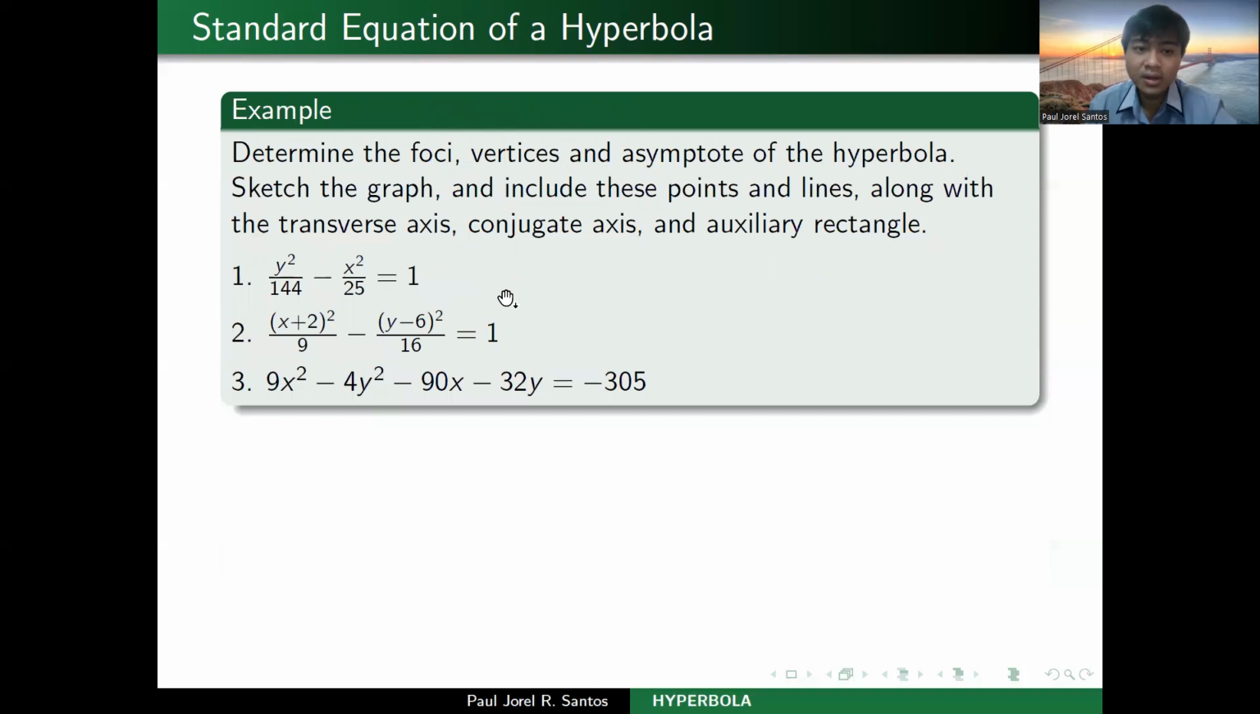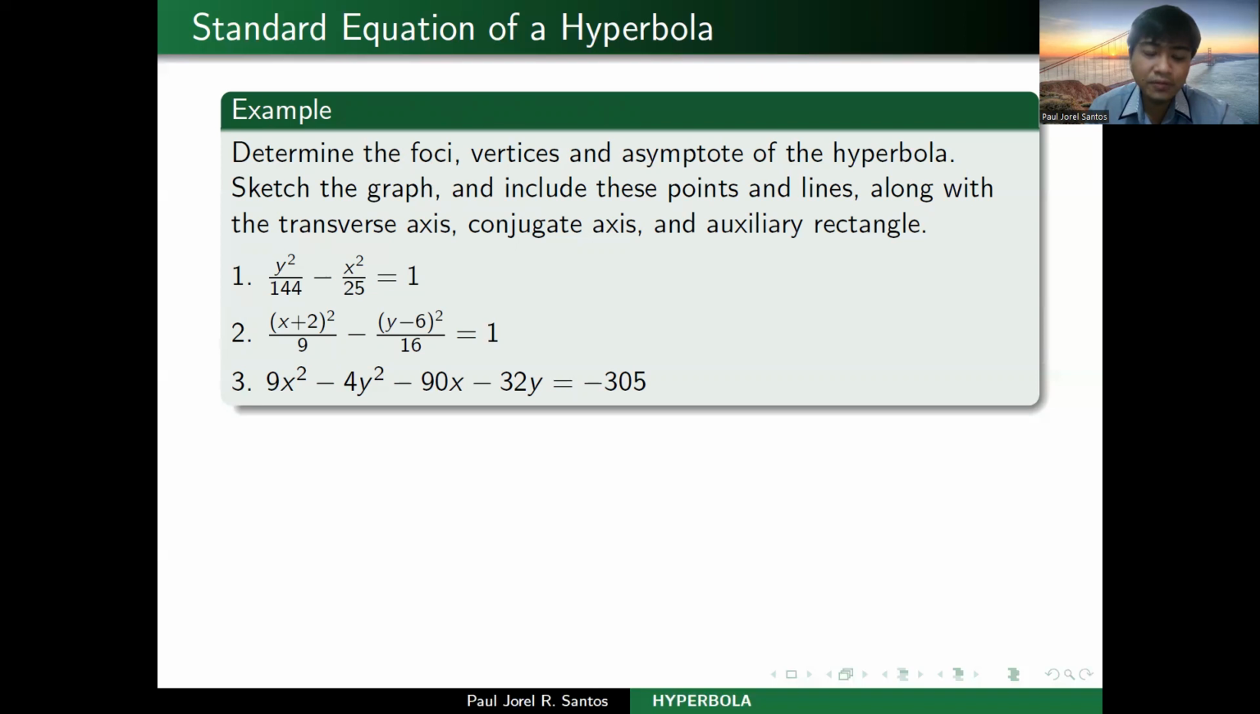Now, for our example, we have to determine the foci, or the coordinates of the foci, vertices, and asymptotes of the hyperbola. We also need to sketch the graph and include these points and lines, along with the transverse axis. Later, I will discuss what a transverse axis is, the conjugate axis, and the auxiliary rectangle, and I will show you how to form an auxiliary rectangle. Now, let us proceed to our first example.